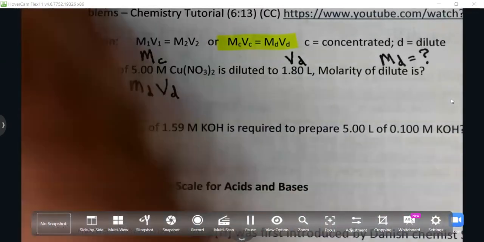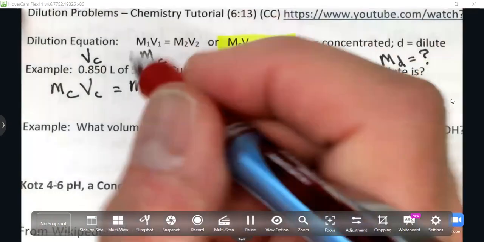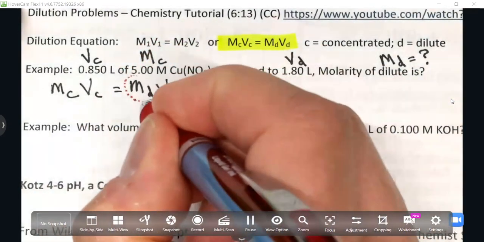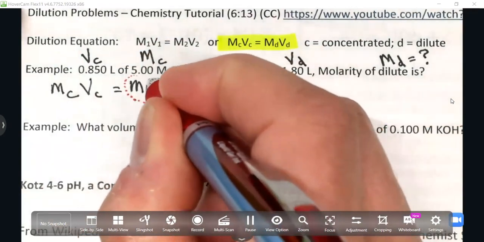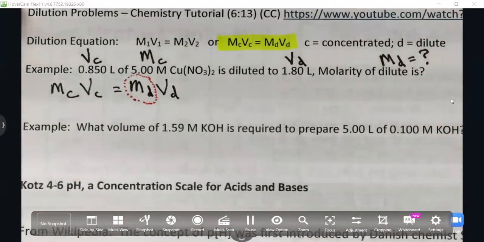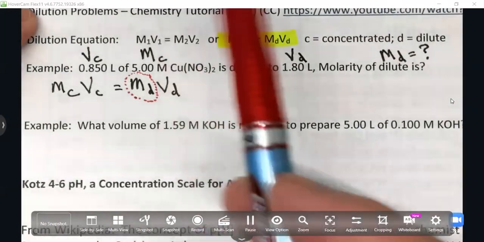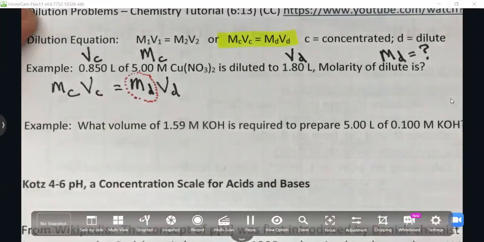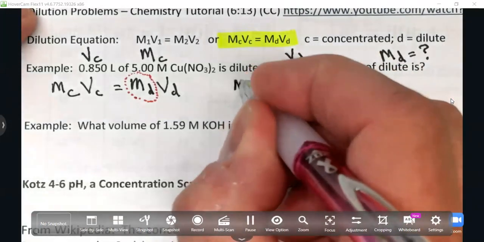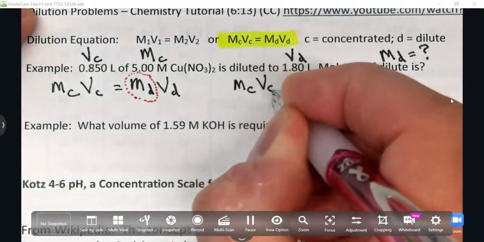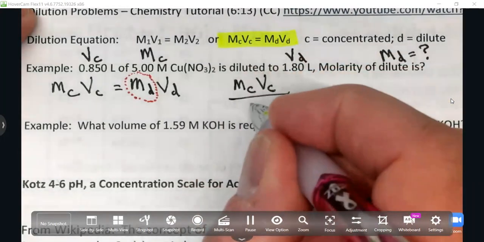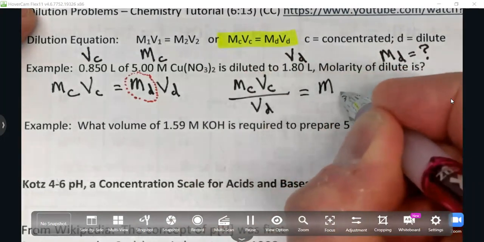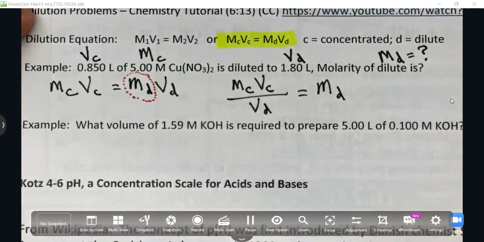So what are we looking for? We're looking for molarity of the dilute. So math-wise, I divide both sides by volume of the dilute, right? So I'd end up with molarity of the concentrated times volume of the concentrated, divided by volume of the dilute, would be my molarity of my dilute.